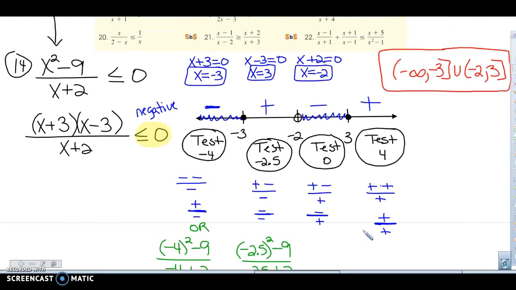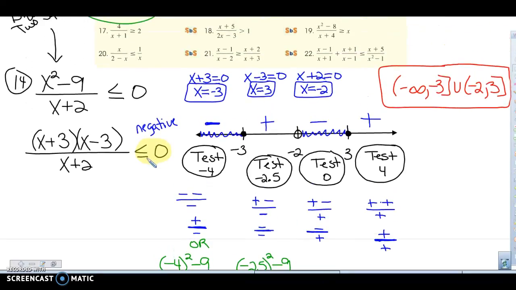The problem was looking for things that made it less than or equal to 0, which is negative. So that meant this interval here and this interval here was going to be my solution. So notice the interval notation, negative infinity to negative 3, inclusive, and then from negative 2, notice the parenthesis, all the way up to the 3, including the 3. So that is how we would solve rational inequalities.